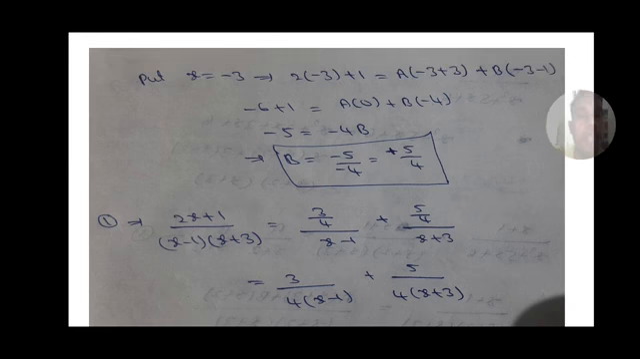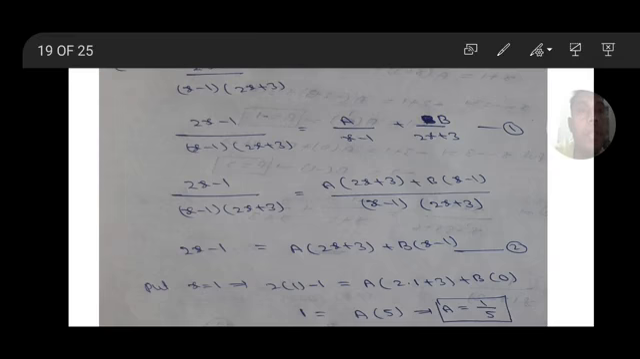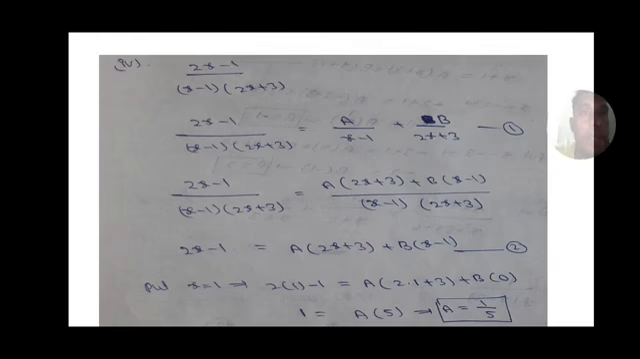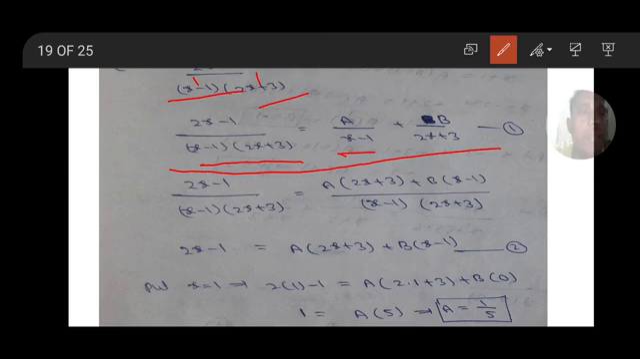Let us move to the next problem. 2x minus 1 by x minus 1 into 2x plus 3. Here also the denominator contains two linear factors, non-repeated linear factors only, x power 1. Then by the first case, it can be expressed as 2x minus 1 by x minus 1 into 2x plus 3 equals a by x minus 1 plus b by 2x plus 3.